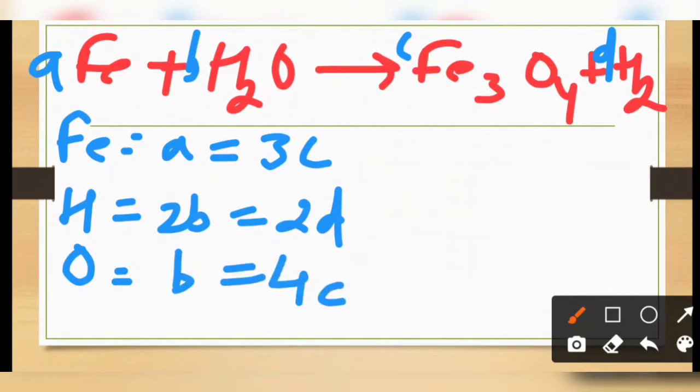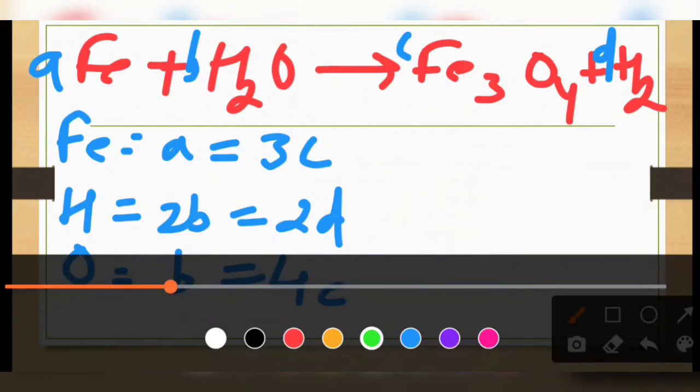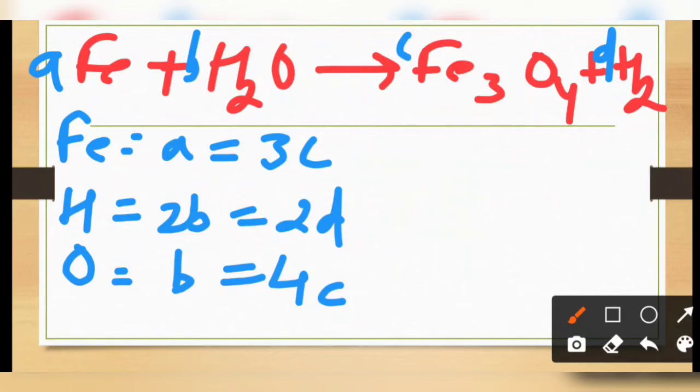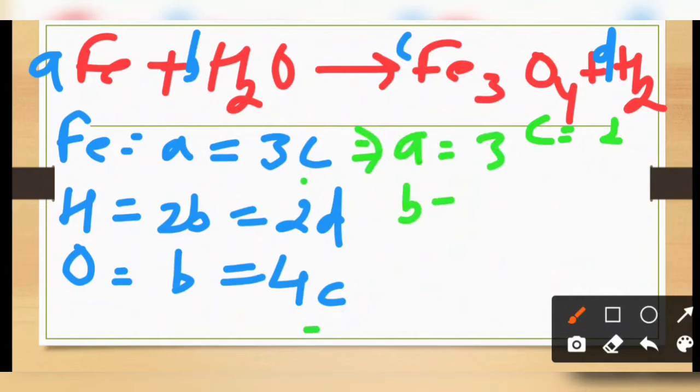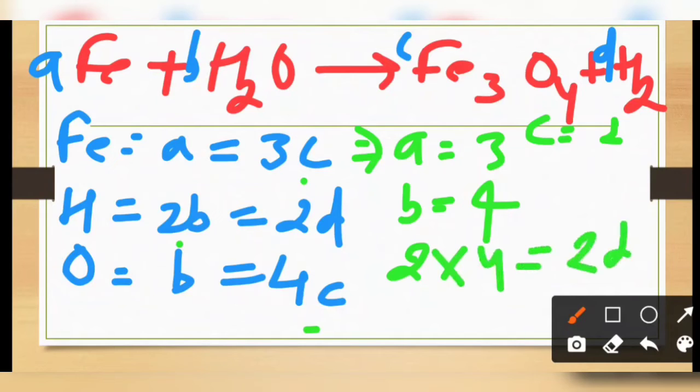Now what we have to do is assume any of the coefficients as 1. Let's take C as 1. So what will be the equation here? Then A will become 3, right, because C is 1. Here we'll find B will become 4 again, and if B is 4, then 2B, that is 2 into 4, is equal to 2D, 8, 2D, that means D will be 4.